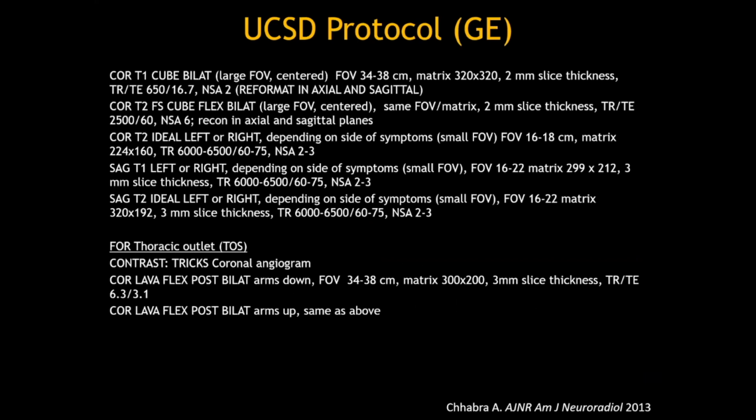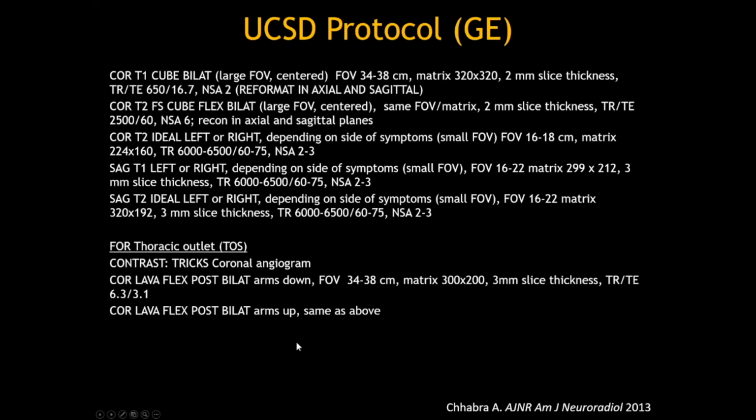And at UCSD, we use a combination of large field of view and small field of view sequences. Obviously, large field of view to just kind of get a lay of the land, and small field of view to get a more detailed look at individual brachial plexus elements. And the fluid-sensitive sequences help you identify pathology. And we actually use some isotropic sequences or 3D fast-spin echo sequences so that we can reconstruct in other planes.